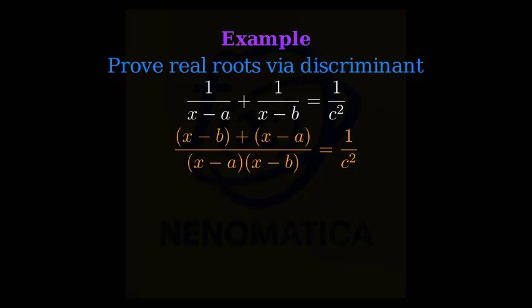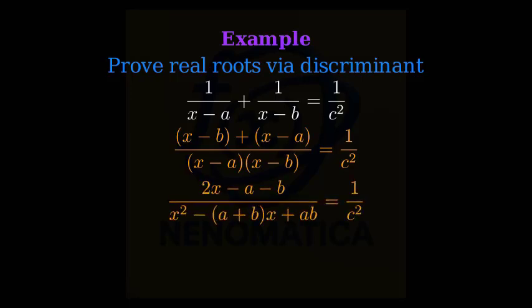Now simplify. The numerator becomes 2x − a − b. The denominator expands to x² − (a + b)x + ab. Next, clear the fractions by cross-multiplying. Multiply both sides by c² times the denominator, x² − (a + b)x + ab. Distribute c² on the right side.